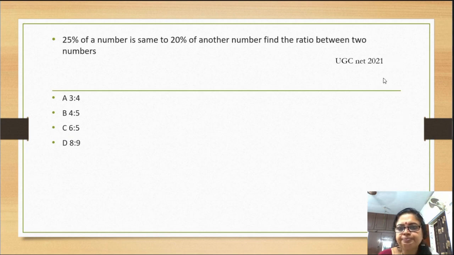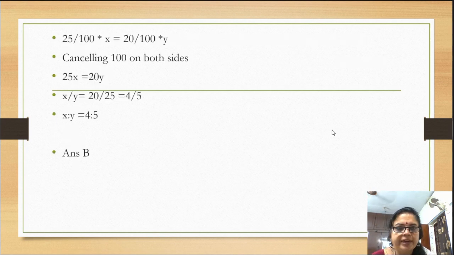This was asked for UGC NET 2021. 25% of a number is the same as 20% of another number. Find the ratio between the two numbers. So here it is given that 25% of some number is equal to 20% of another number, and you have to find out the ratio between the two numbers. So ratios are given. Let us see how we can do it.